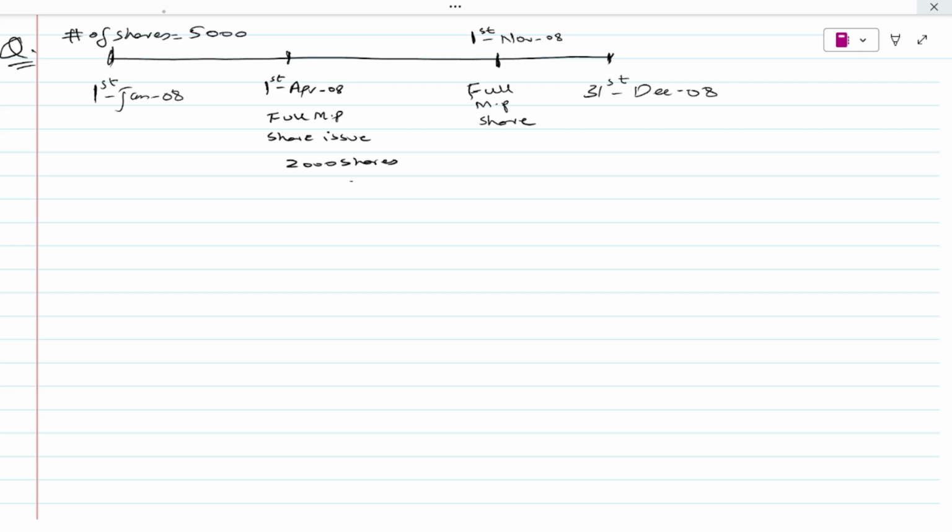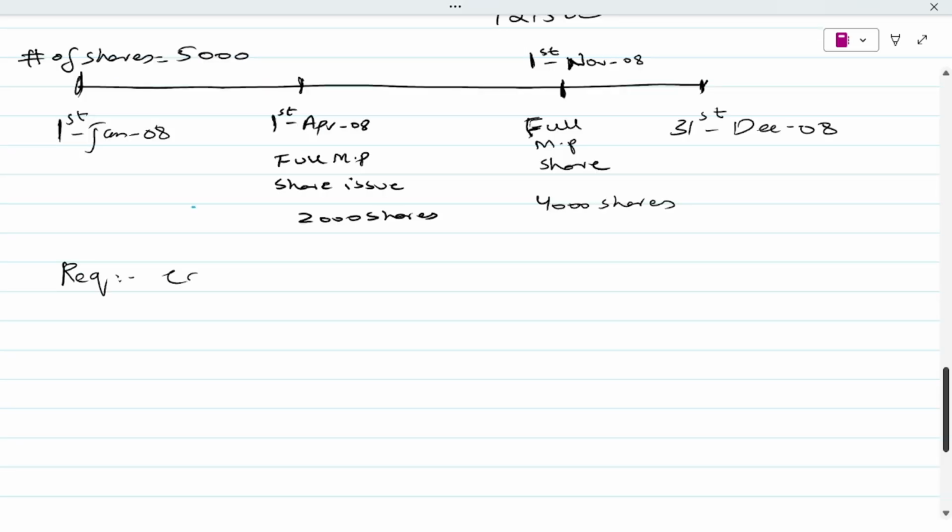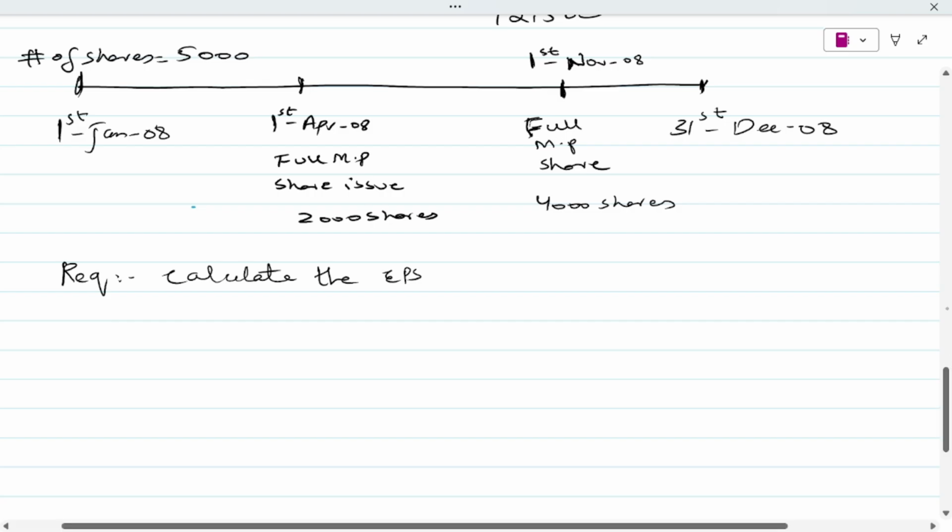Like I said, in real life the company can raise new funds during the year, or it can raise new funds twice during the year. So this is the example where they are raising funds twice in a year. The first one is on 1st April 2008, and the second one is on 1st November 2008, and we have a full market price share issue of, let's say, 4,000 shares. The requirement of the question is that you calculate the EPS, earning per share. Let's say that for the entire year the company had an earning of $20,000.